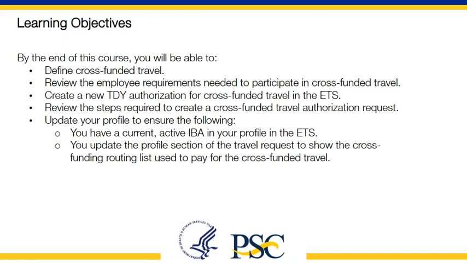You have a current, active IBA in your profile in the ETS. You update the profile section of the travel request to show the cross-funding routing list used to pay for the cross-funded travel.